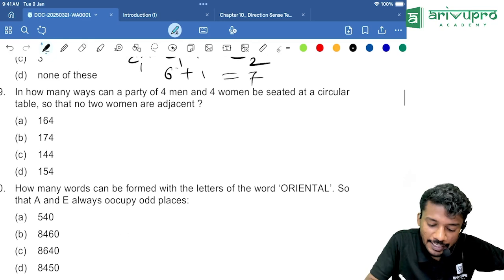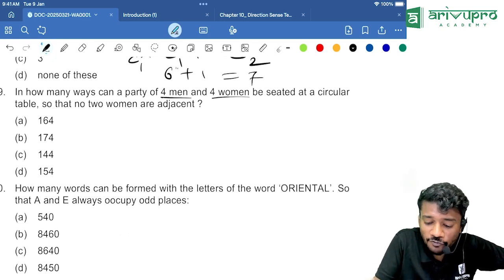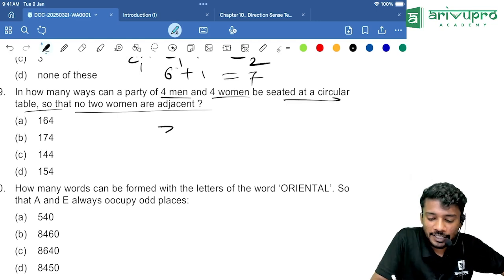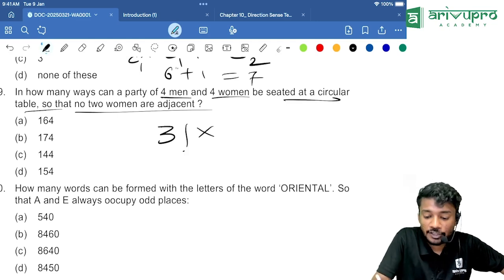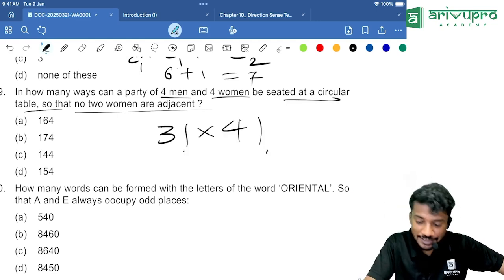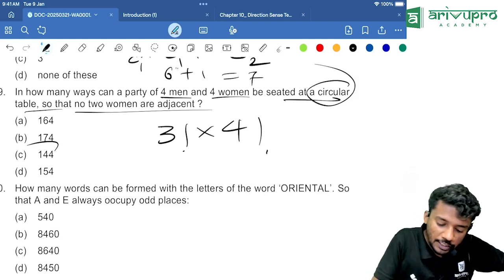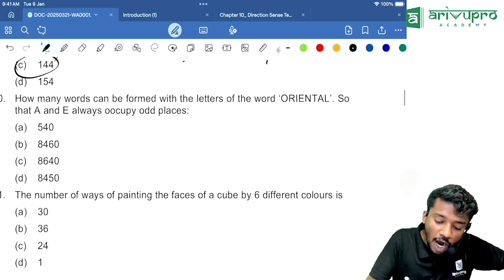Next question. In how many ways can a party of 4 men and 4 women be seated at a circular table so that no 2 men sit together? What is the formula? 3 factorial, (n minus 1) factorial, into 4 factorial, since it is circular. Okay, what is the answer? 144.